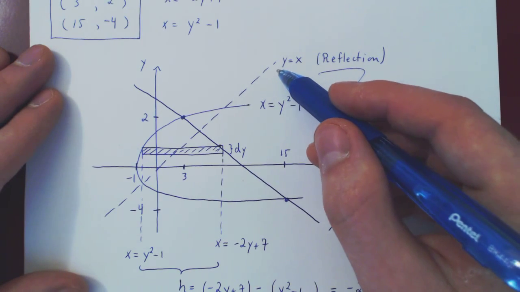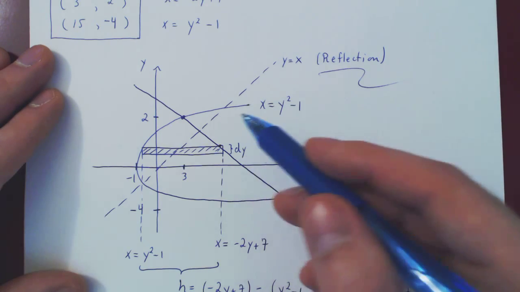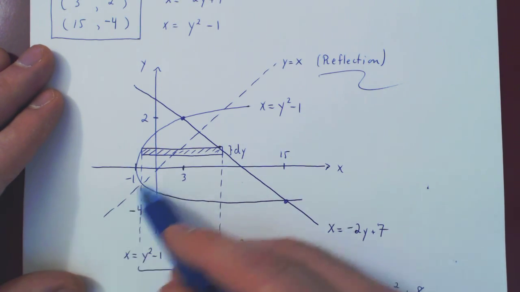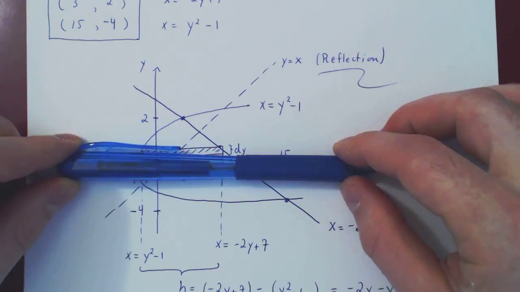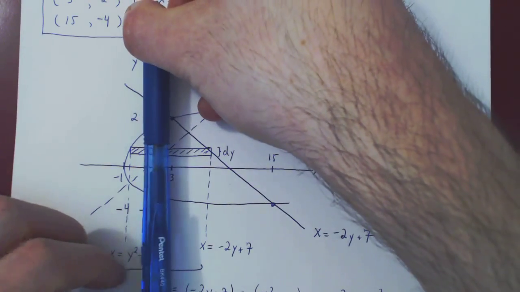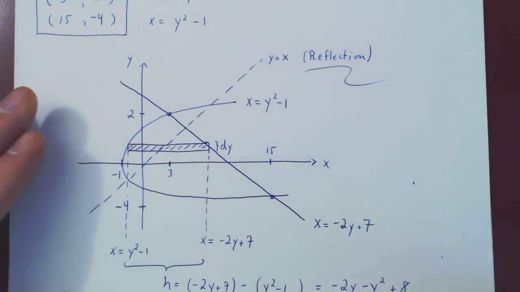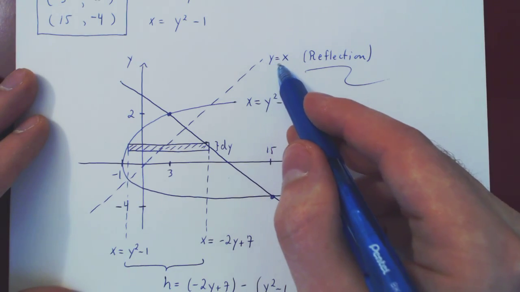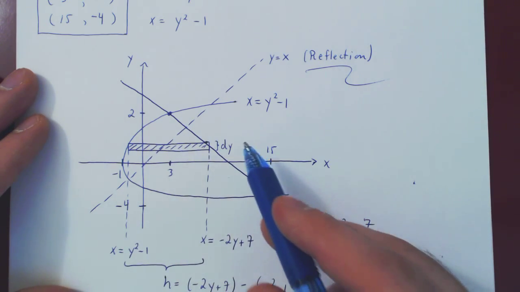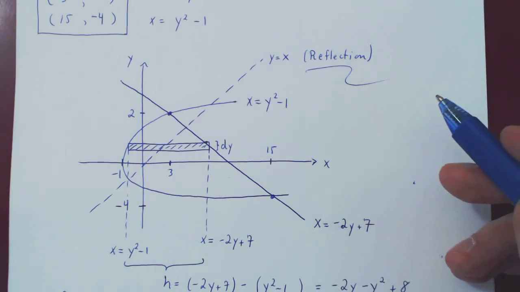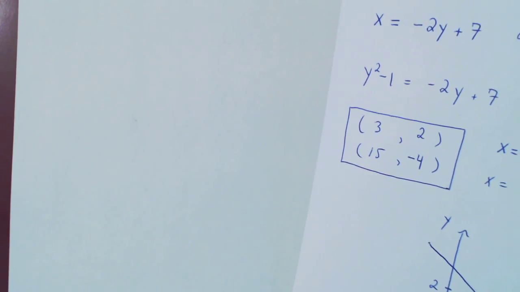But if you remember, when you reflect about the line y equals x, what you do is you change y for x and x for y. Because if you reflect about the line y equals x, the x-axis after the reflection will land onto the y-axis, and the y-axis will land onto the x-axis. So once you perform this reflection about the line y equals x, which will not change the area of the region, y becomes x and x becomes y. So all you have to do is change y for x and x for y. And let's see what that gives us.